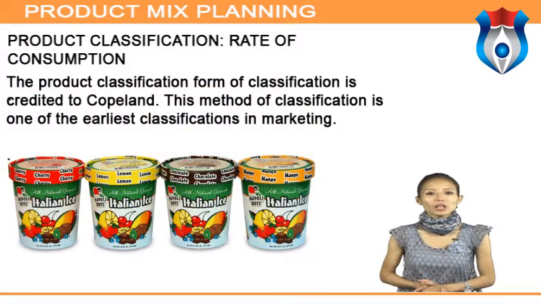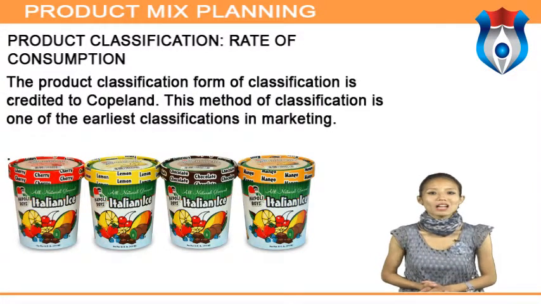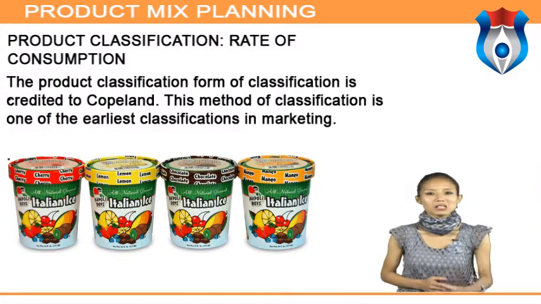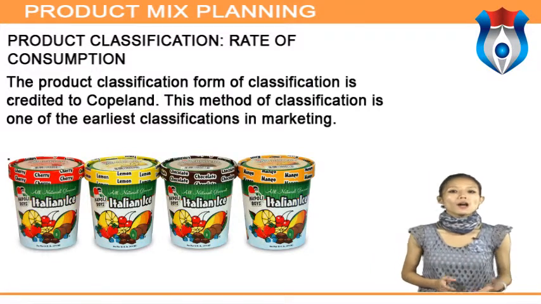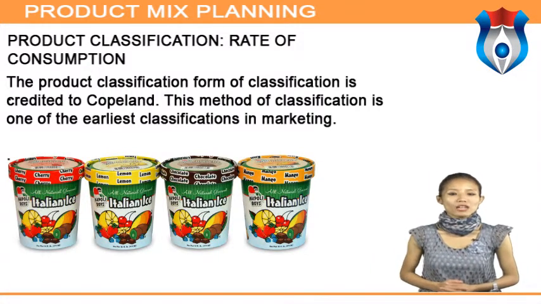The product classification form of classification is credited to Copeland. This method of classification is one of the earliest classifications in marketing. In many literature, it is referred to as traditional classification. Products can be classified into 3 groups according to their durability or tangibility as shown below.